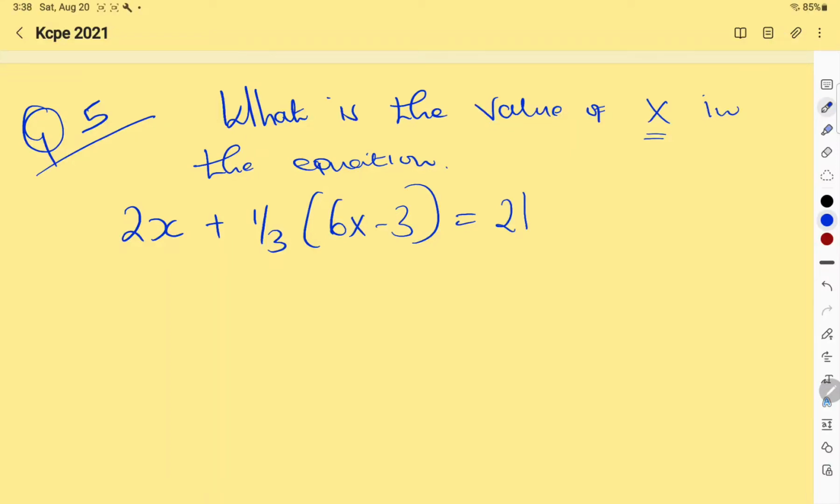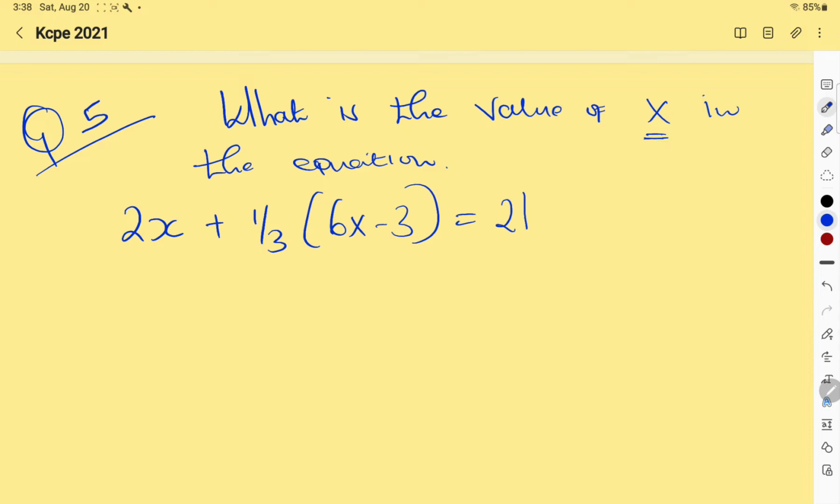So this is question number 5, still from KCPE 2021. The question is, what is the value of x in the equation? And this is the equation that we are given. We are supposed to find the value of x.